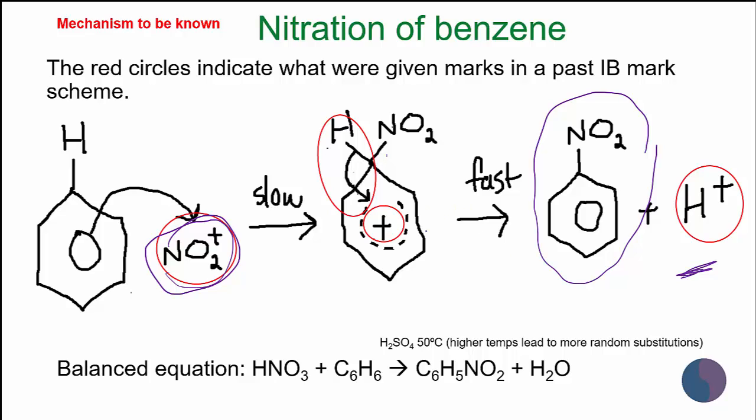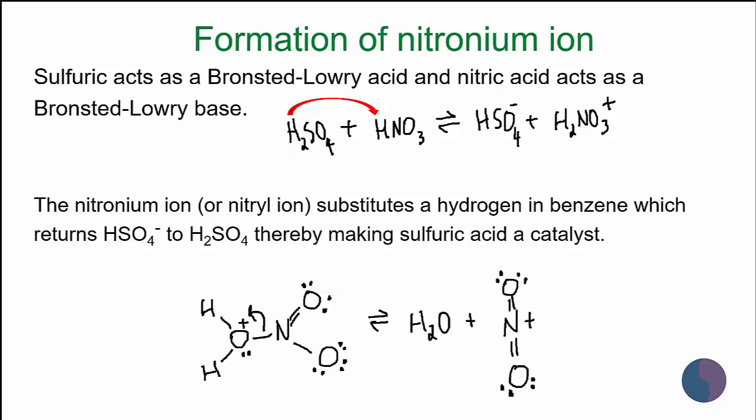All right, the bits in red were specifically in a previous IB test. And so that was in the mark scheme. So they were looking for the H plus coming off, the full arrow to the nitronium ion, the full arrow to the ring, an unsettled ring with a positive charge in the middle.